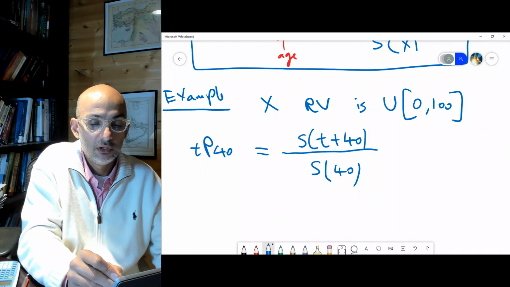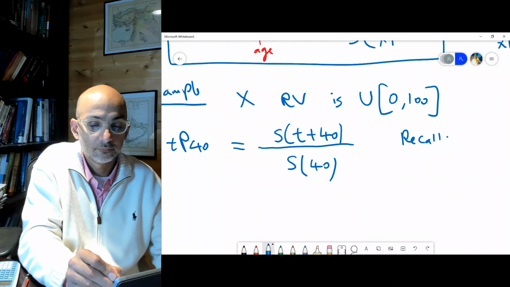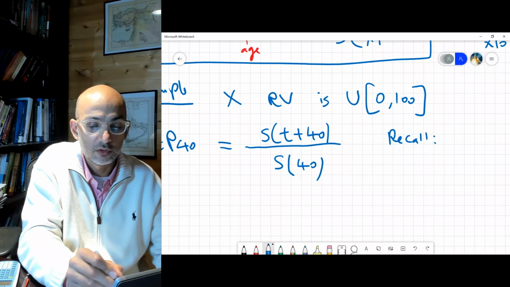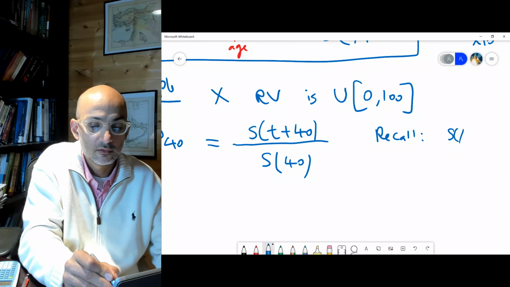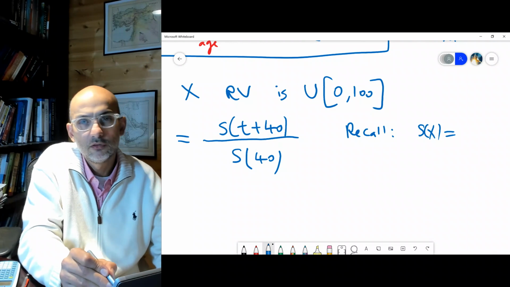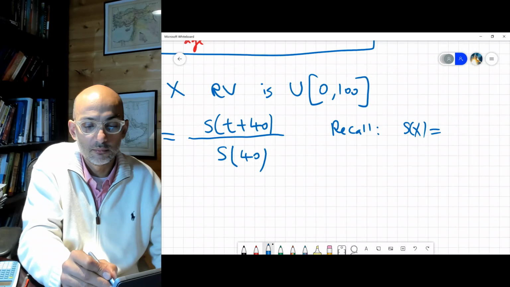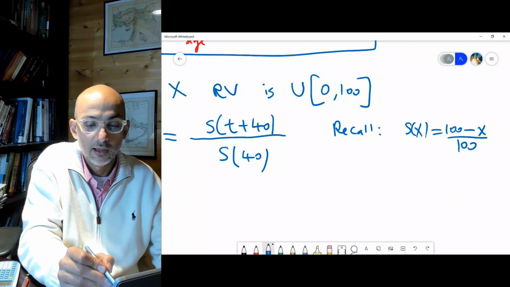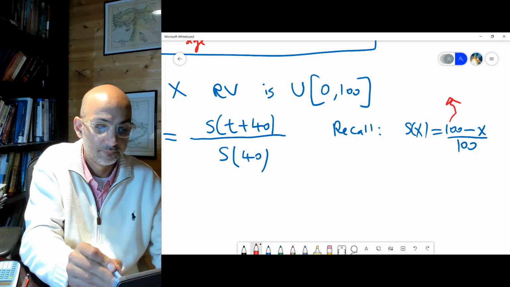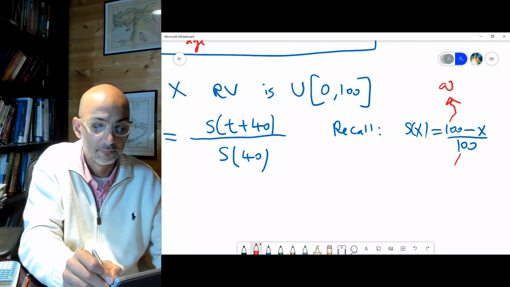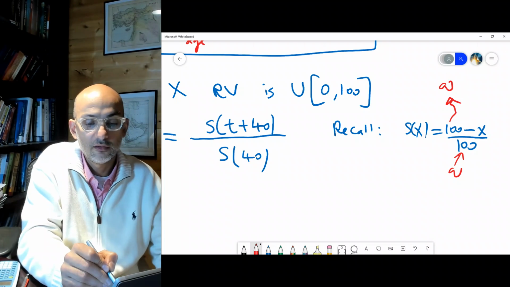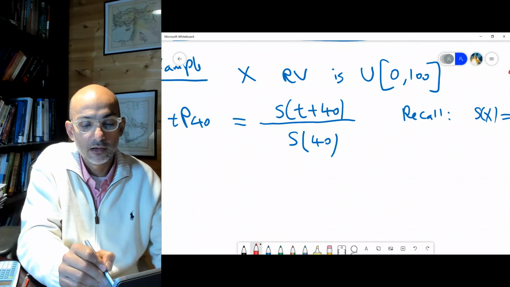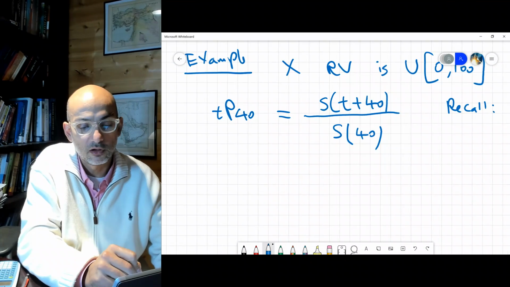But we need to recall, for the uniform distribution, what is S of x? S of x is equal to, for uniform distribution, by now we should remember it, 100 minus x divided by 100. And this 100 is our omega in general. I told you to memorize it, and by now you should be very comfortable with it.